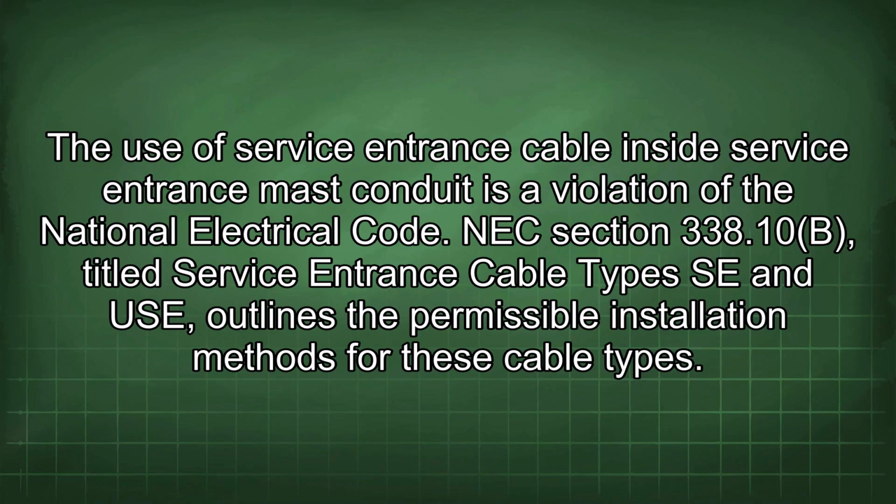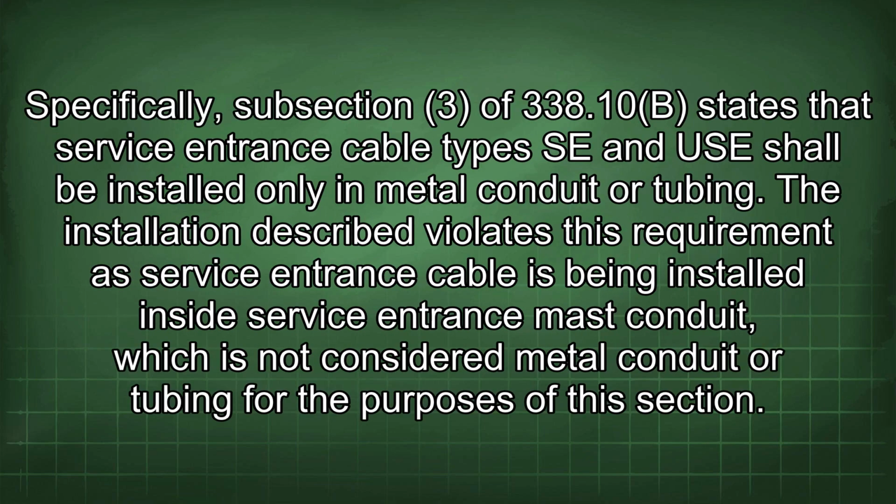Use of service entrance cable inside service entrance mast conduit is a violation of the National Electrical Code. NEC Section 338.10(B), titled Service Entrance Cable Types SE in Use, outlines the permissible installation methods for these cable types. Specifically, subsection 3 of 338.10(B) states that service entrance cable types SE in use shall be installed only in metal conduit or tubing. The installation described violates this requirement, as service entrance cable is being installed inside service entrance mast conduit, which is not considered metal conduit or tubing for the purposes of this section.